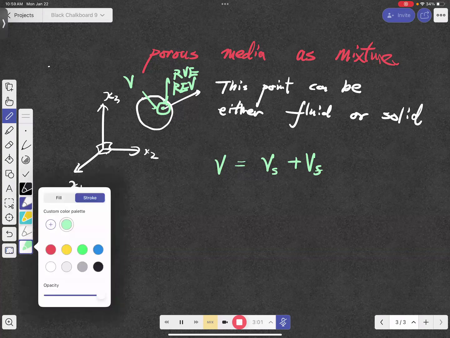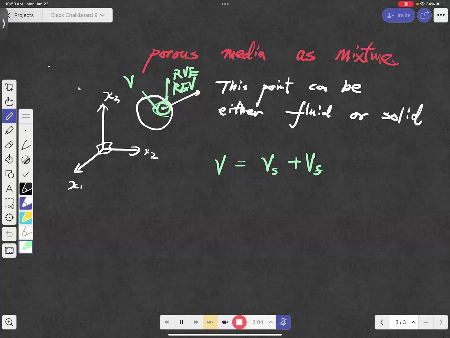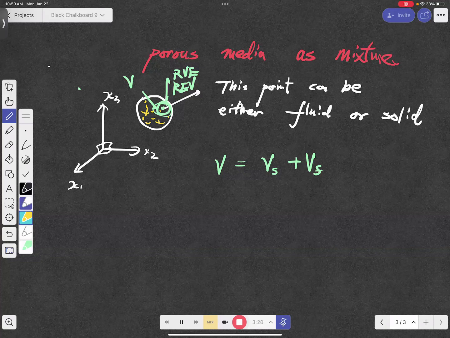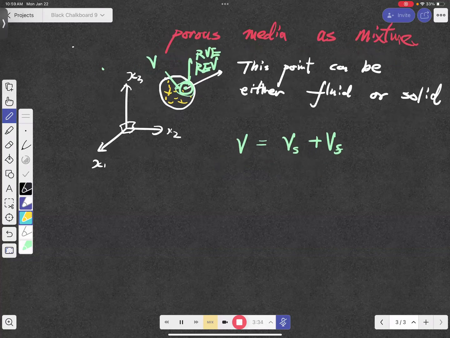But here, I'm actually weakening that point description. I'm assuming that each point is associated with a finite size of sampling, then I will have a volume. Now, if I consider this point occupying the entire space with a finite volume, then I would have a mixture. I'm assuming that at each of these points, which is not physically a point but an RVE point, a portion of it is solid and a portion of it is fluid. And now what we need to do is zoom in.